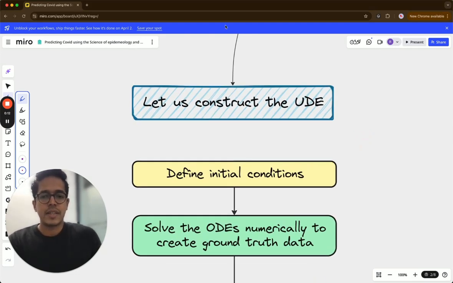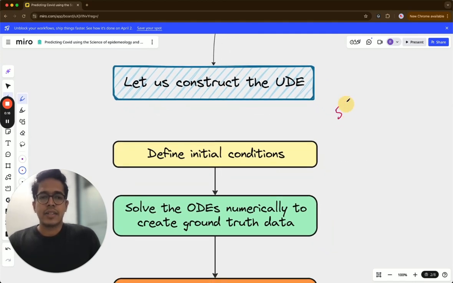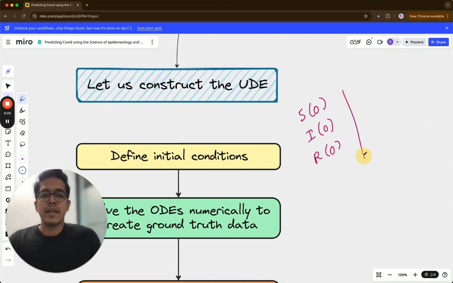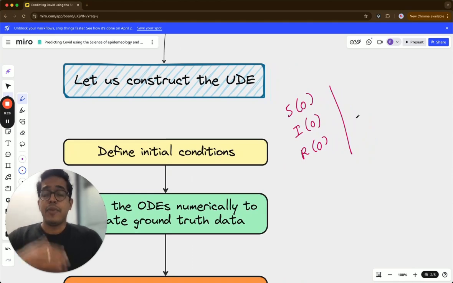So we should first define the initial conditions. Initial conditions are S of 0, I of 0, R of 0. 0 means at time point t equal to 0. We also need to know, if we want to generate the ground truth, the interaction parameter.